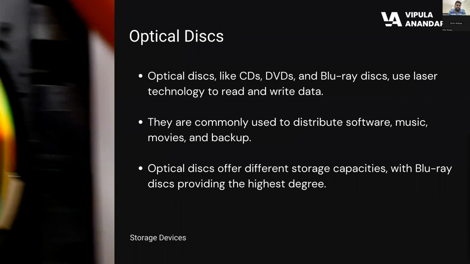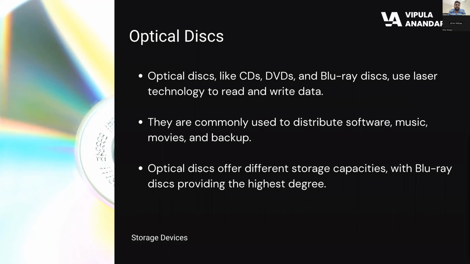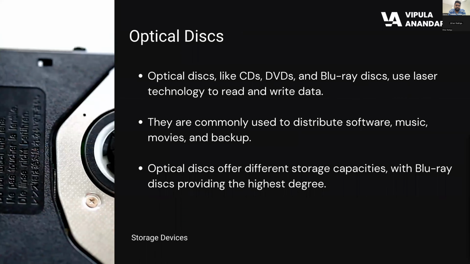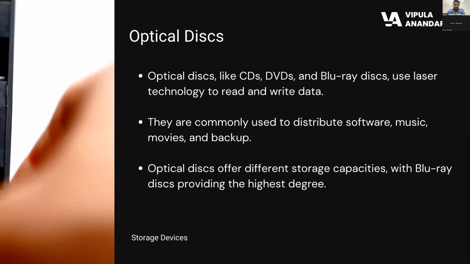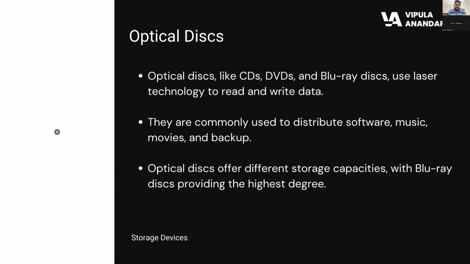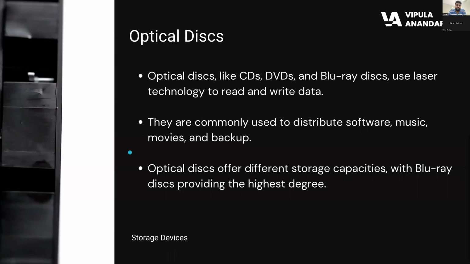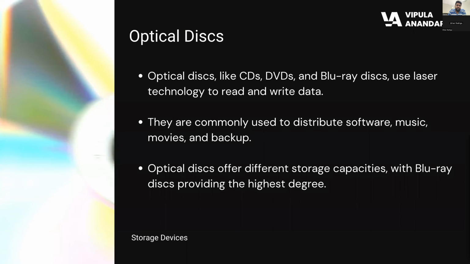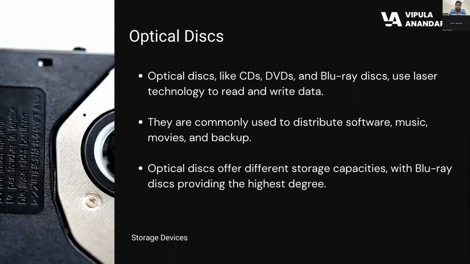Then we have the optical discs, which is now a spin type disc, also known as CDs and DVDs. And recently we had the Blu-ray disc as well, which has higher storage compared to a typical CD and DVD, which uses laser technology to literally read and write the data. So they are commonly used to distribute software, movies, games, and backups.